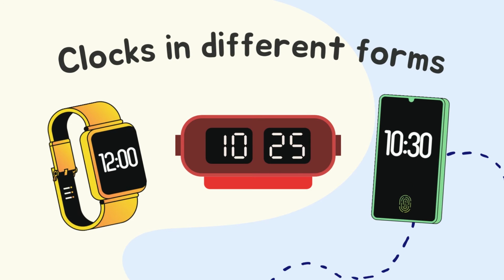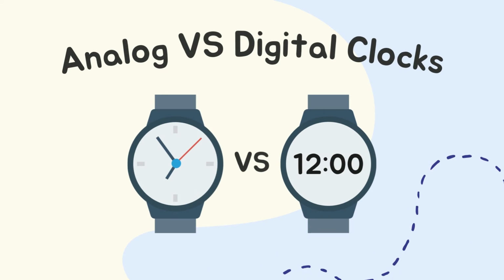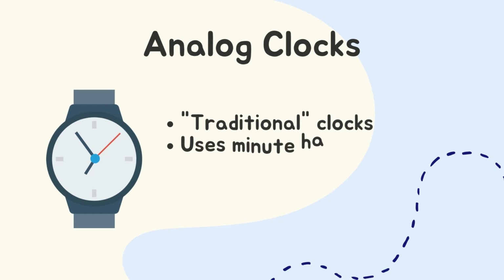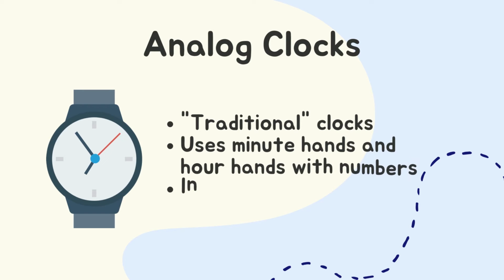Nowadays, clocks can be found in different forms. They can be found in watches, built into our phones, or on our nightstands as alarm clocks. Clocks are all around us. There are two types of clocks, analog and digital. Analog clocks refers to the style of clocks in which it uses the hands and numbers in order to tell time. It is usually in the form of a circle.